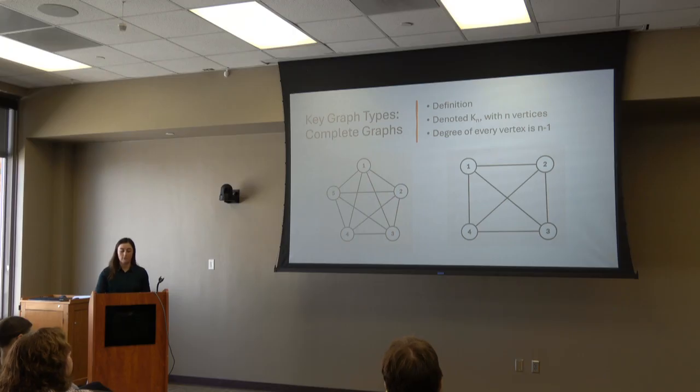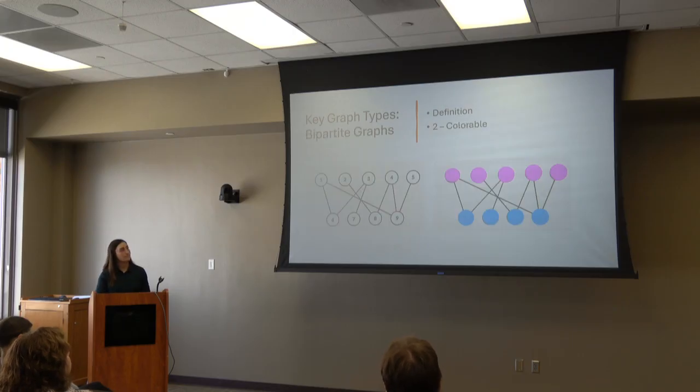And then we have bipartite graphs, where the vertices can be divided into two sets, normally denoted X and Y, but you can choose whatever. And this is where every edge in the graph has one endpoint in each of those sets. Because of that trait, bipartite graphs are what are called two-colorable, meaning each vertex can be assigned one of two colors, so that each edge in the graph has one endpoint of each color.